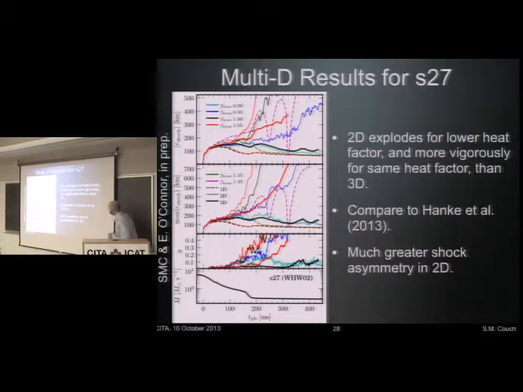And what we find is that 2D explodes for lower heating factor, or easier, than 3D for all of the models that we run. So in the leakage scheme, and I didn't put this equation up, there's a multiplicative factor out in front of the heating that we call the heat factor. Fiducially, this has a value of 1.0.